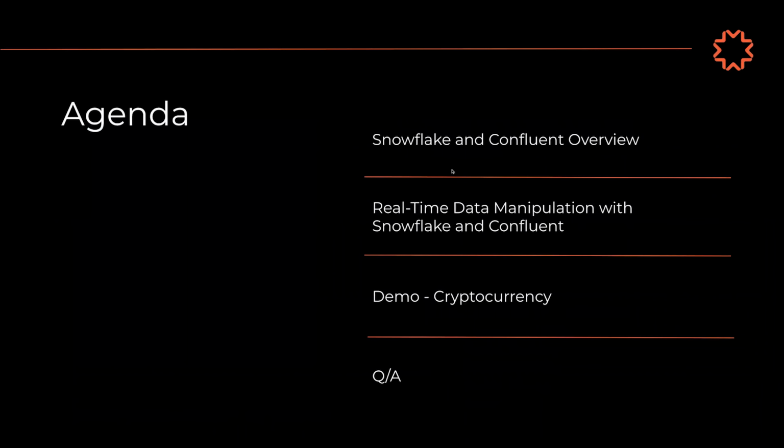For our agenda today, we're just going to go over kind of an overview of Snowflake and Confluent, why we picked these tools, just what we're leveraging as far as features. And then we're going to go into real-time data manipulation with Snowflake and Confluent, just present kind of our architecture and our tools. And then for our demo, we're going to kind of walk through each of those steps in the architecture and show you how we set it up. And then, of course, at the end, we'll have a QA session. For that QA session, please just make sure you post your questions in the chat and Stephanie will bring them up.